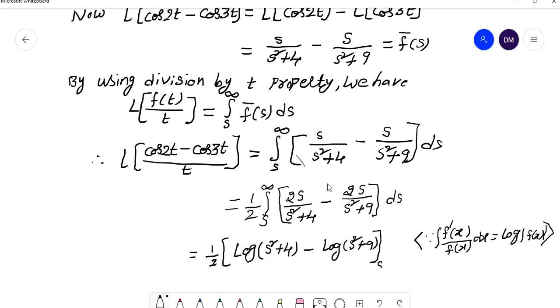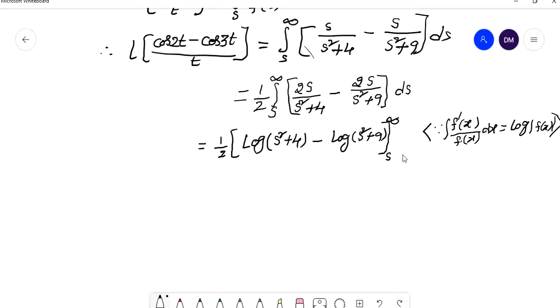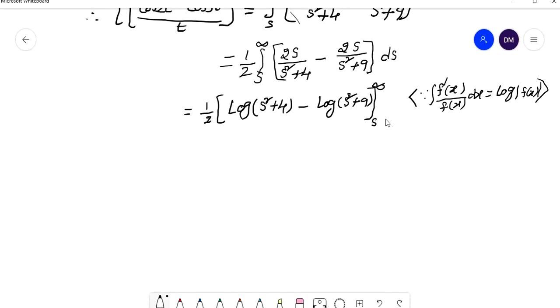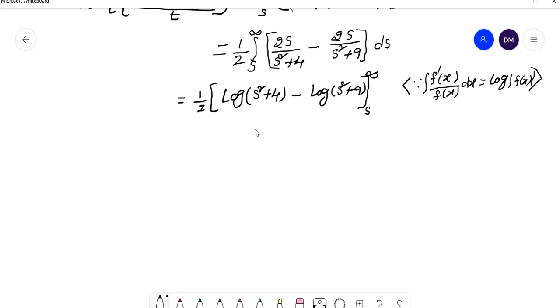What are the limits here? s to infinity. Here also, if you substitute the upper limit infinity directly, you get an undefined term. So that's why, if possible, you have to write s in the form of 1 by s. For that, this is equal to 1 by 2 into, in the form of log a minus log b. Log a minus log b can be written as log of a by b, meaning s square plus 4 by s square plus 9. The limits are s to infinity.